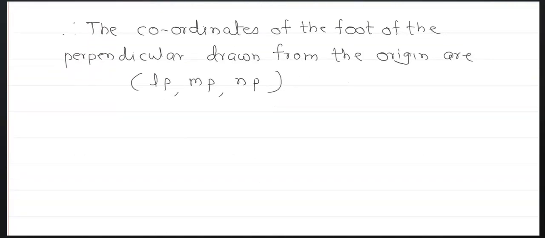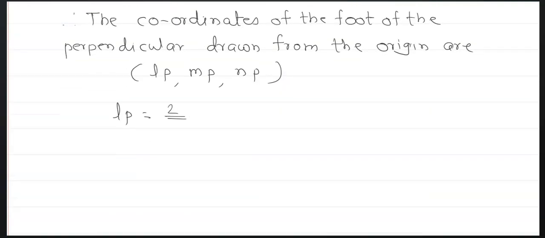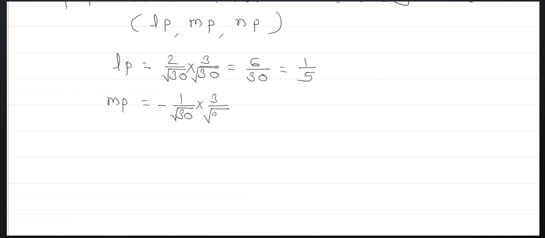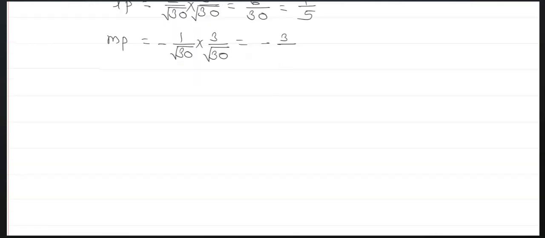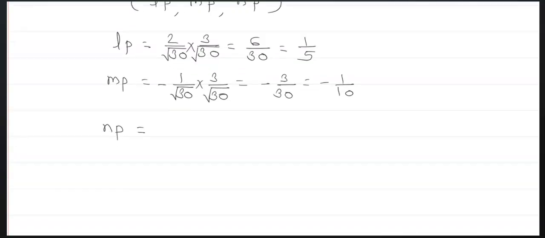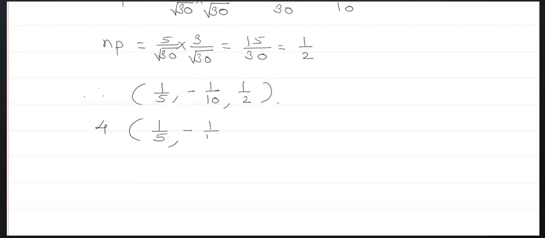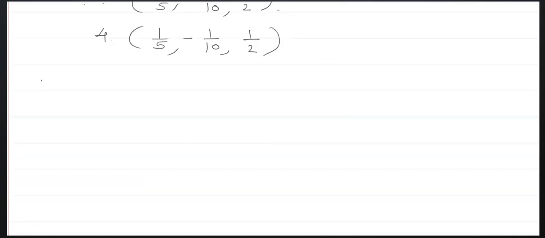That is, lp is 2 upon root 30 times 3 upon root 30, which equals 6 upon 30, that is 1 upon 5. mp is minus 1 by root 30 times 3 upon root 30, that is minus 3 upon 30, that is minus 1 upon 10. np is 5 upon root 30 times 3 upon root 30, that is 1 upon 2. Therefore, 1 by 5, minus 1 upon 10, 1 upon 2. And hence the fourth option is the correct one.